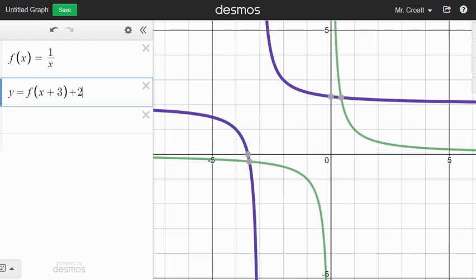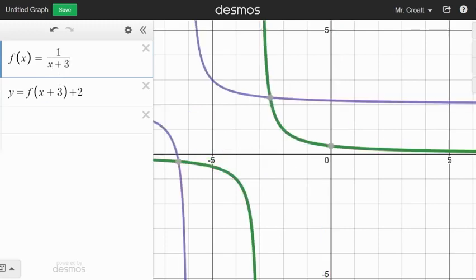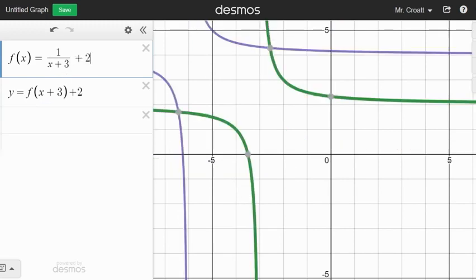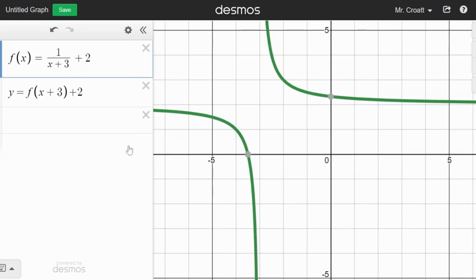I'm just really quickly going to show you how the equation might be written: the x plus 3 inside the function might look like that, and then the plus 2 outside of the function could be written like that. So we've got our parent function 1 over x, and we replace the x with an x plus 3. That moves it to the left by 3.